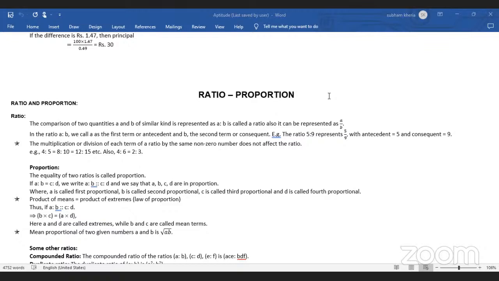Today we'll be starting with ratio and proportion. Yesterday we finished the basics of percentage, profit and loss, simple interest, and compound interest. Today we'll be starting with ratio and proportion. Okay, so let's start.